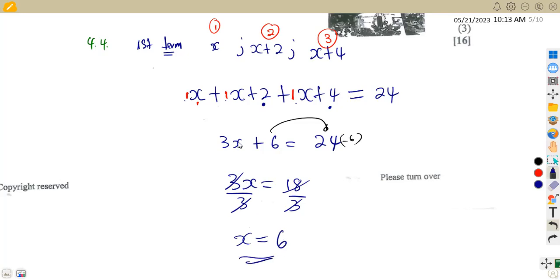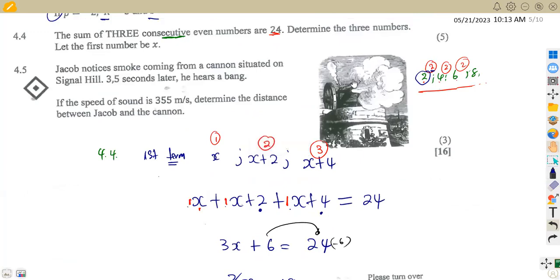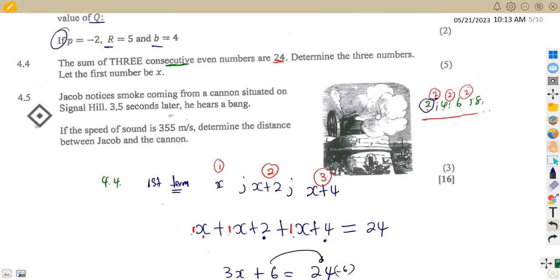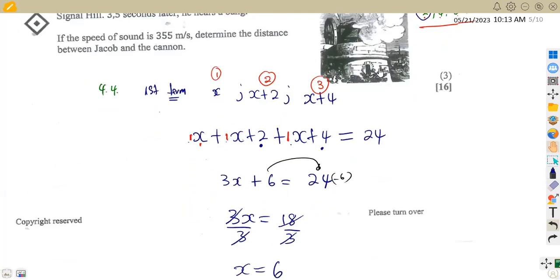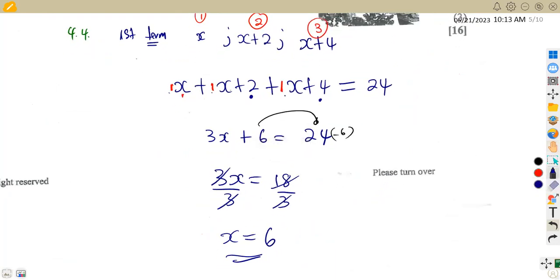But this is not the question. The question is for us to determine the 3 numbers. So the 3 numbers are these ones that we wrote in terms of x. We said our first term is x, so our first number is 6. So the 3 numbers are going to be 6, the first one, followed by our second number, our second term here, it's x plus 2.